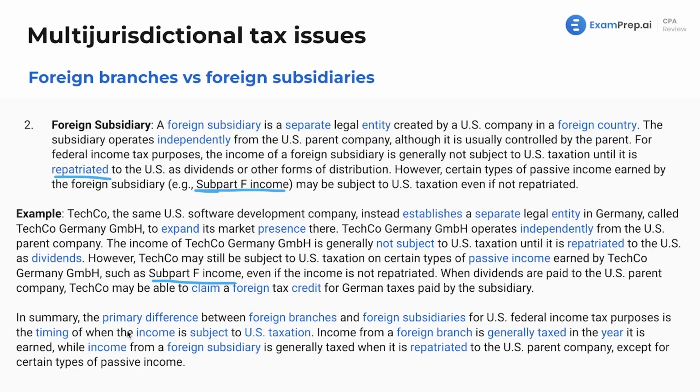Now, in summary here, the primary difference between these two is the timing of when the income is subject to U.S. taxation. That's big. Timing of taxes is a whole industry in and of itself. Income from a foreign branch is generally taxed in the year it is earned, while income from a foreign subsidiary is generally taxed when it is repatriated to the U.S. parent company, except for certain types of passive income. So for this, more so just know the concepts behind the differences between foreign branches and foreign subsidiaries.